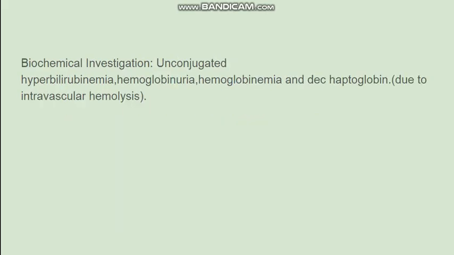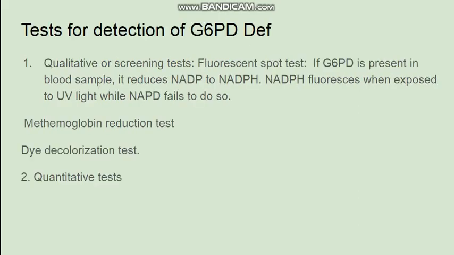In biochemical investigation, we will not go into detail because this is characteristic of intravascular hemolysis. There will be an increase in unconjugated hyperbilirubinemia, a decrease in haptoglobin, hemoglobinemia, and hemoglobinuria. I will discuss separately why the features are different in extravascular hemolysis and intravascular hemolysis.